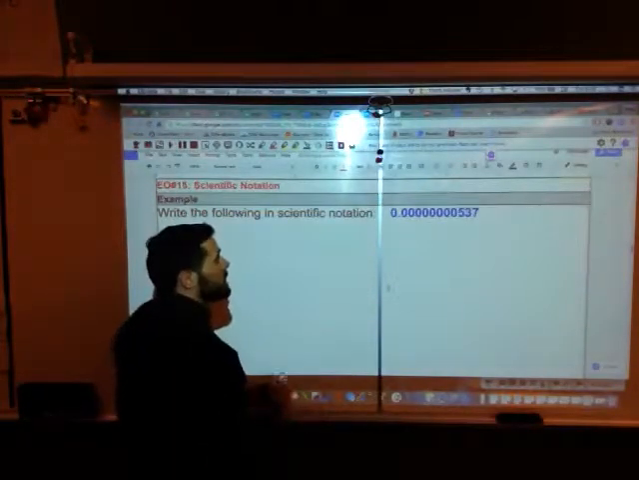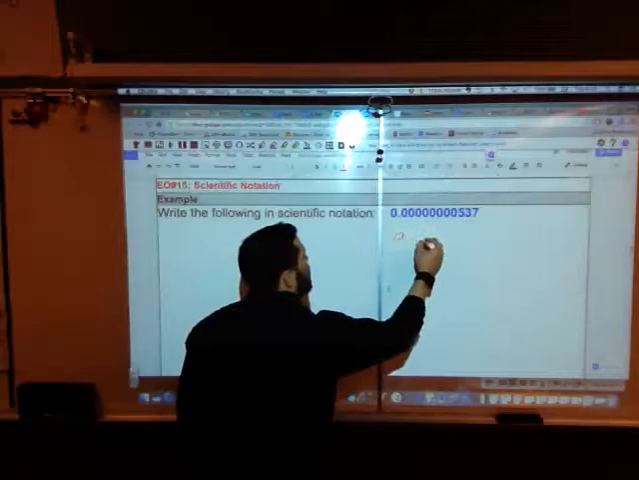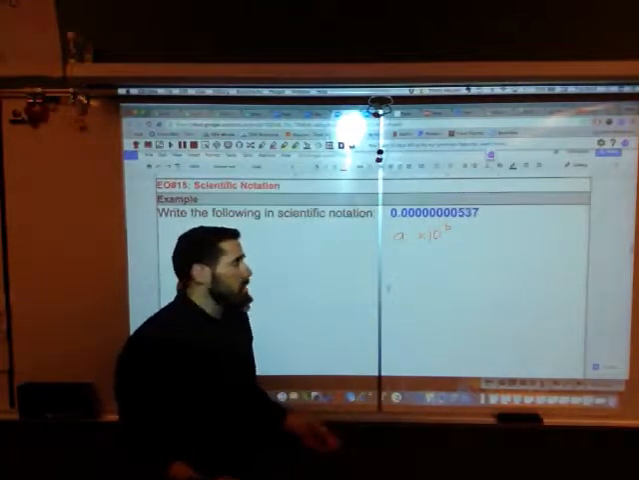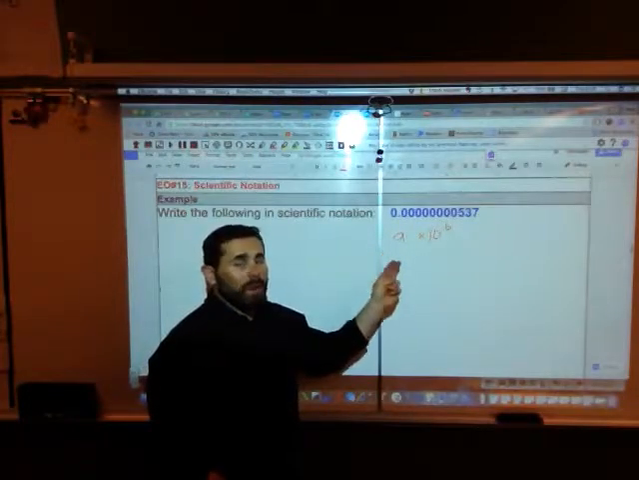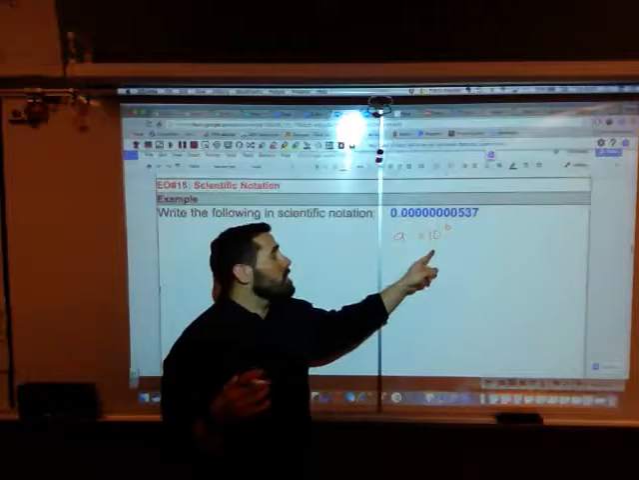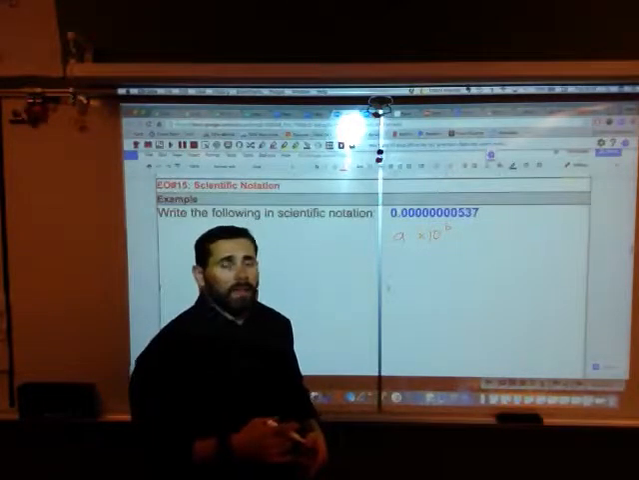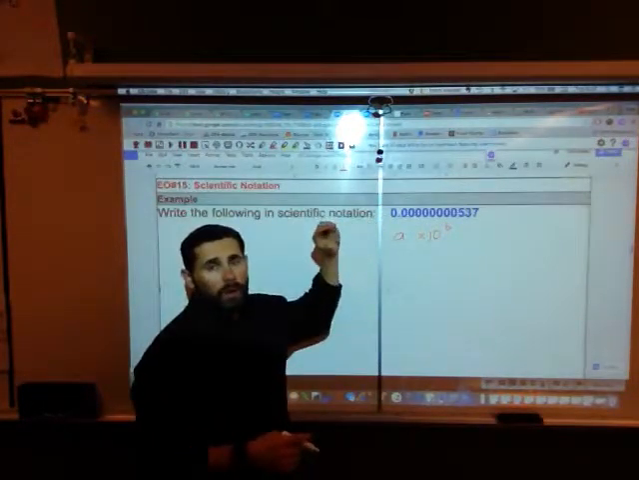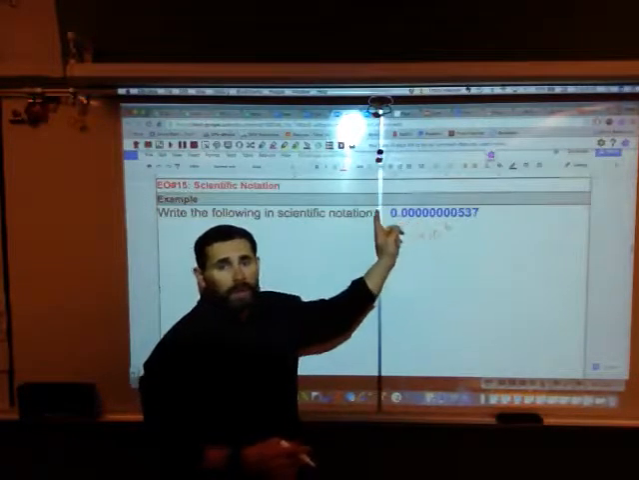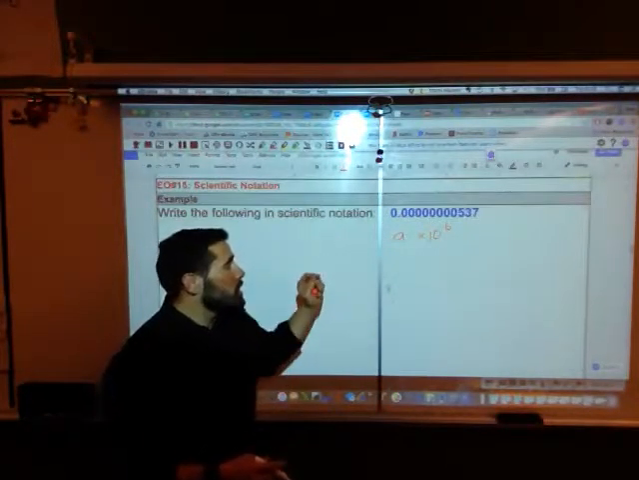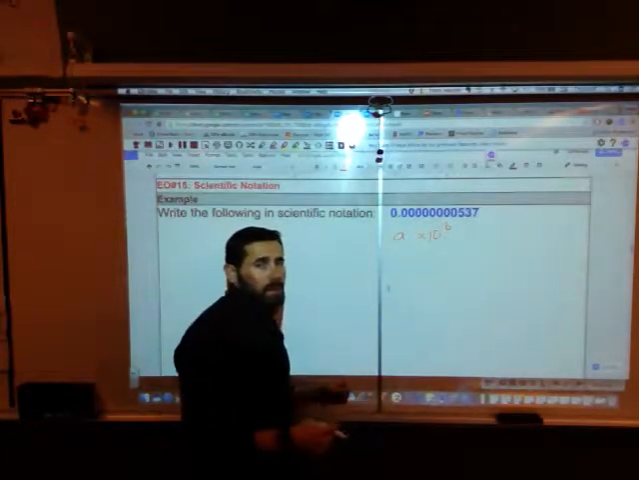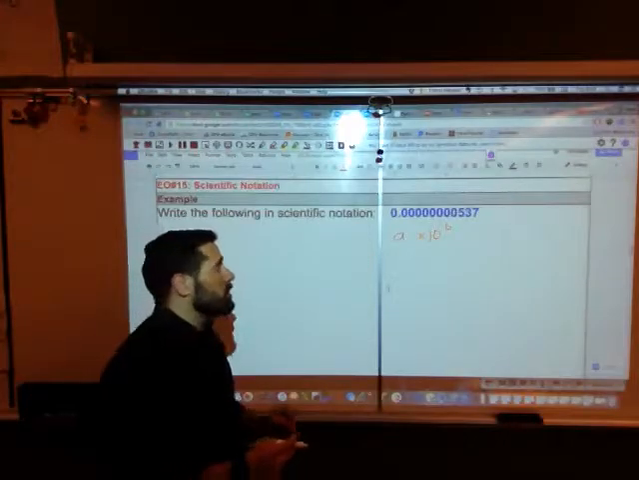So the idea is to get this in this format: A times 10 to the b exponent. So my a value has to be between 1 and 10. I'm multiplying by 10 because the base 10 will help me move my decimal. And then I'm going to put in the exponent there. In this case, I'm working with a really, really small number, so I should end up with a negative exponent. I'm going to need to move that decimal to the right, okay, to get it back to where I need it to be.